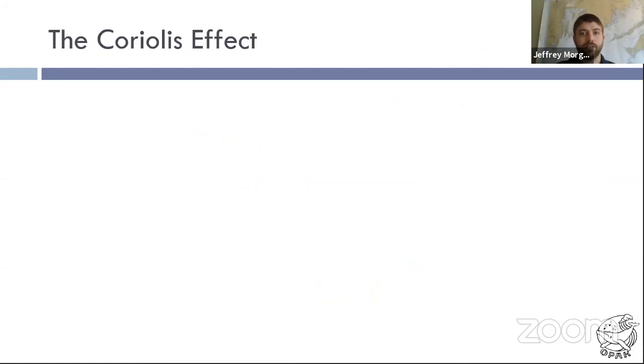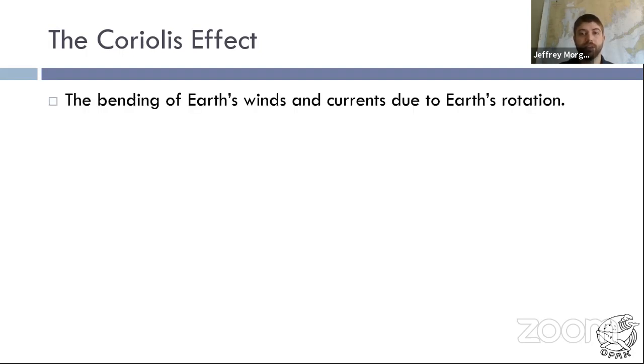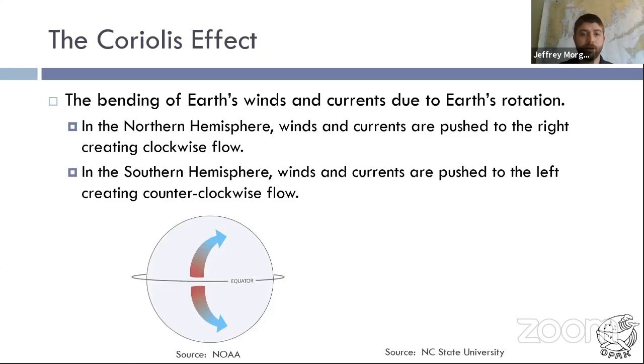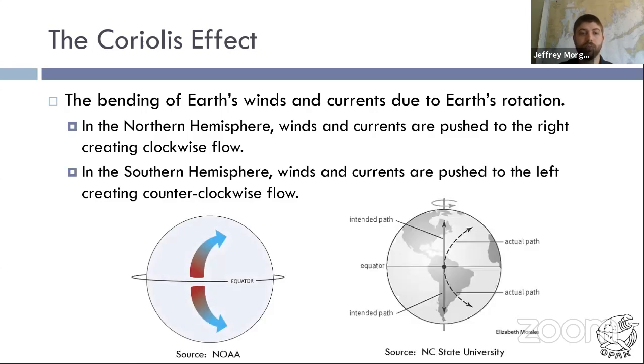Another big factor that drives the movement of our water is called the Coriolis effect. And this is the bending of Earth's winds and currents due to the fact that the Earth is spinning. So in the northern hemisphere, winds and currents are pushed to the right. So we have a clockwise flow of water and wind. And in the southern hemisphere, our winds and currents are pushed to the left. So they have a counterclockwise flow.